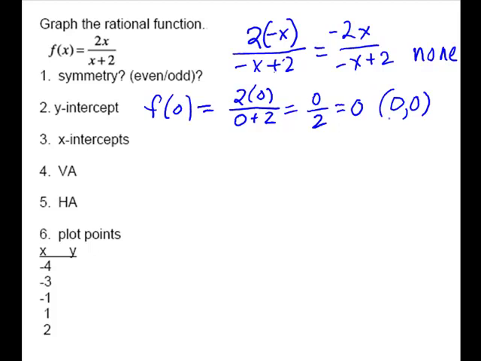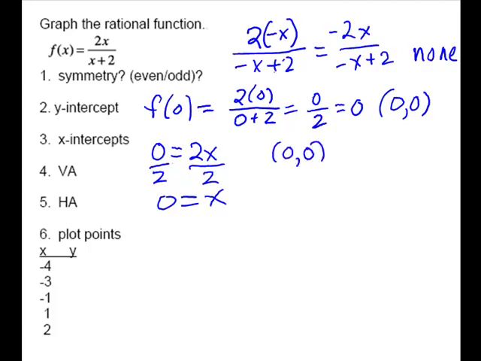X-intercepts. So we set the function, so set y equal to 0. Remember, you only have to use the numerator of this rational function because 0 over anything is 0. Divide by 2, and so you get x equals 0. All right, so our x-intercept is also (0, 0).